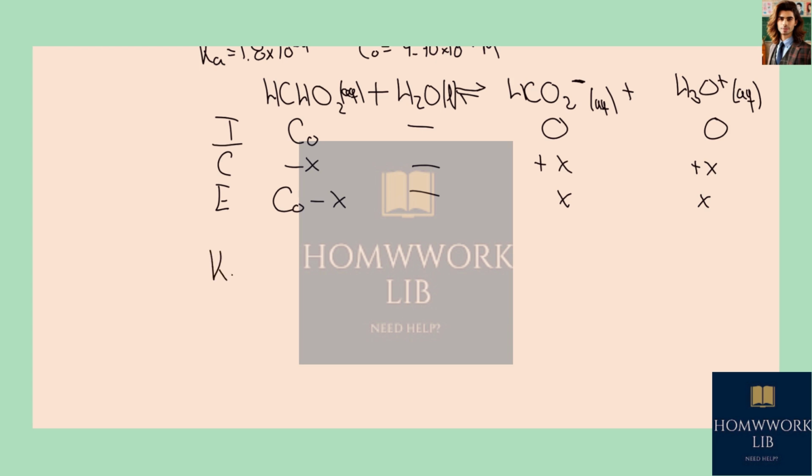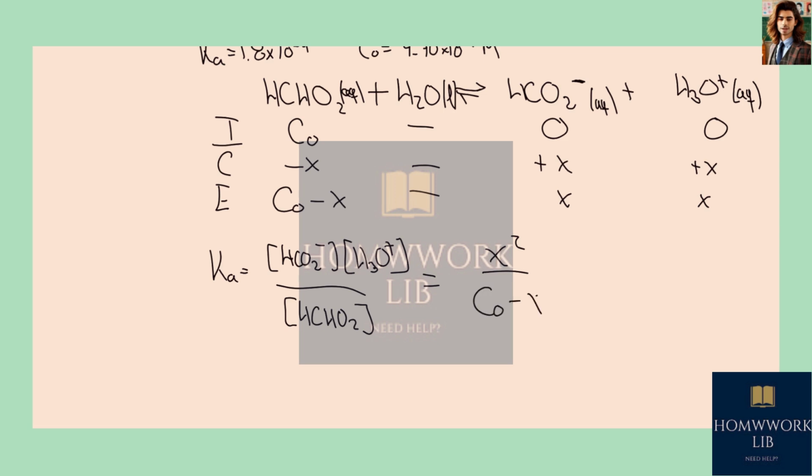So according to our equation for Ka, this is going to be equal to the concentration of the conjugate base, HCO2 minus, times the concentration of H3O+, divided by the concentration of the formic acid, which, replacing the values at equilibrium, corresponds to x squared divided by C0 minus x.